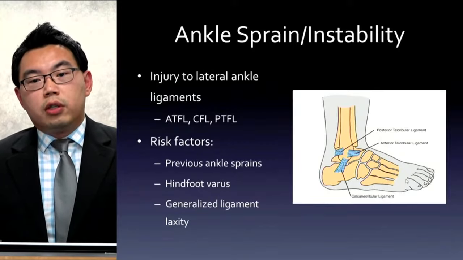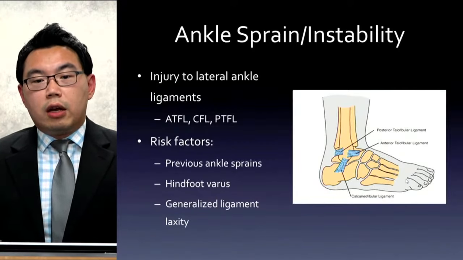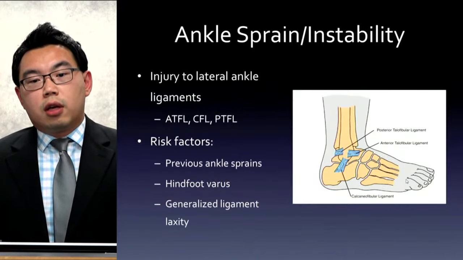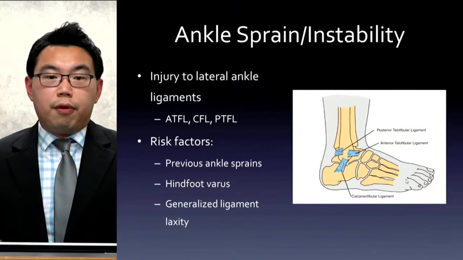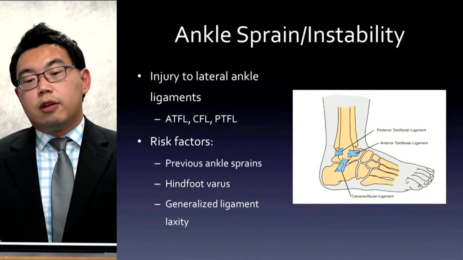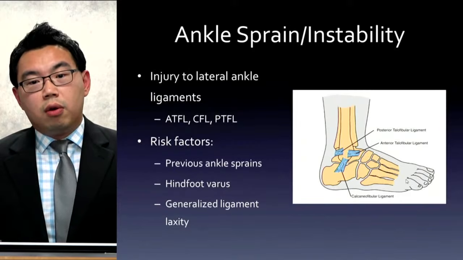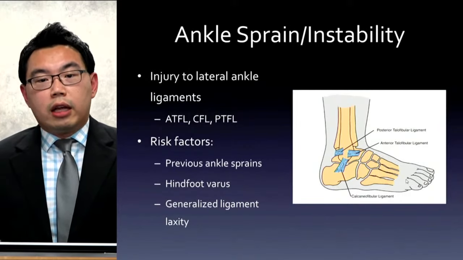What we call the anterior talofibular ligament is usually the first line of defense, and if the force is great enough, it translates to the calcaneofibular ligament, which is the CFL. And if the force is too great for that, then the third line of defense is called the posterior talofibular ligament, so PTFL. So it all depends on the force of the sprain.